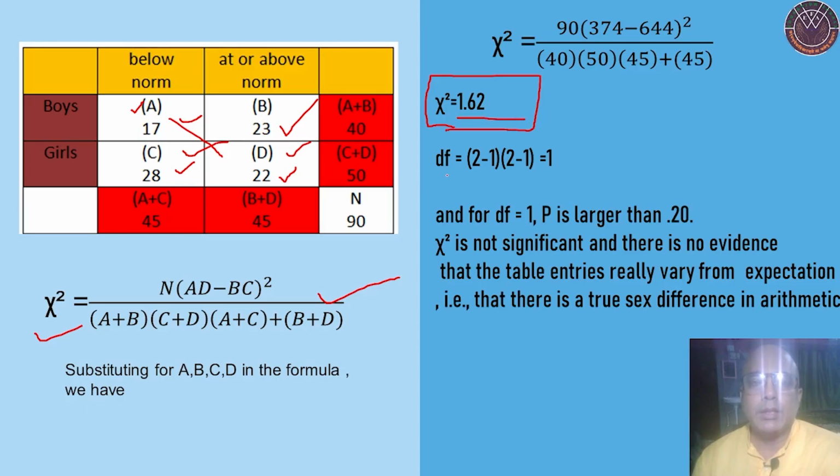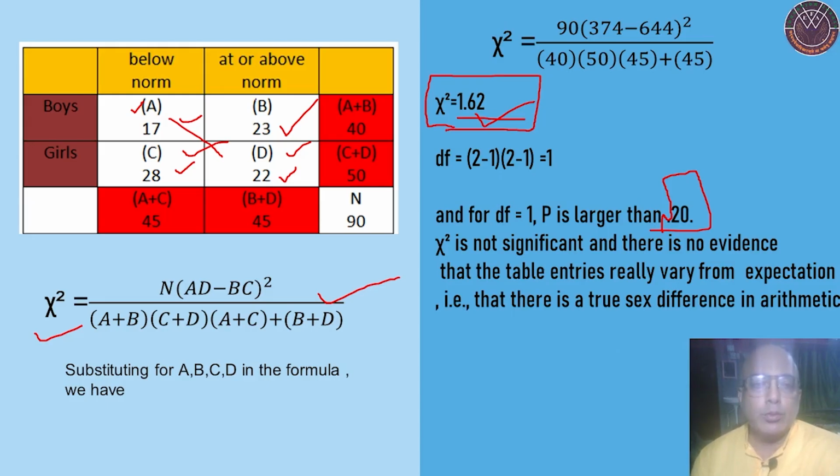1.62, and the degrees of freedom will of course be 1: row minus 1, column minus 1, 2 minus 1, 2 minus 1, so it is 1. If you compare this value with the table value, the p value is 0.20, which is not a standard level of significance. So chi-square is not significant. There is no evidence that the table entries really vary from the expectation, that is, that there is a true sex difference in arithmetic.